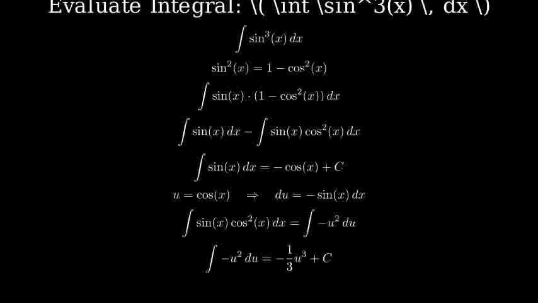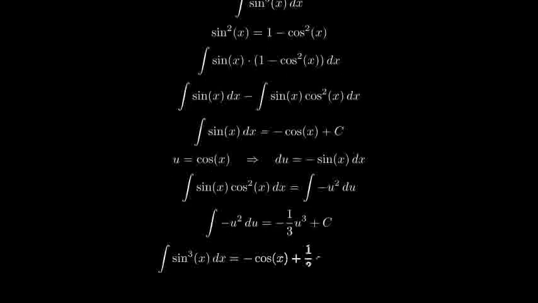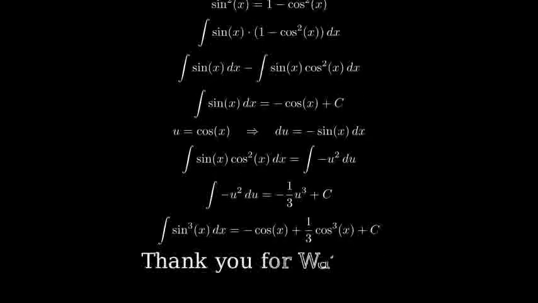Finally, we'll perform the substitution back in terms of cosine x, our original variable. So the evaluated integral is negative cosine x plus 1/3 times cosine³ x plus c. Let's combine this with our initial first integral to obtain our final answer. And that is our final answer. That's how to evaluate the integral of sin³ x. Thank you for watching.